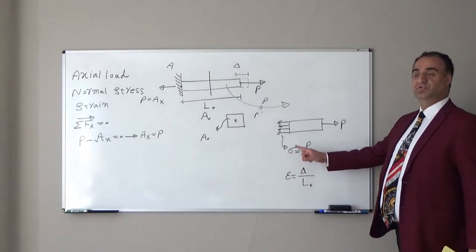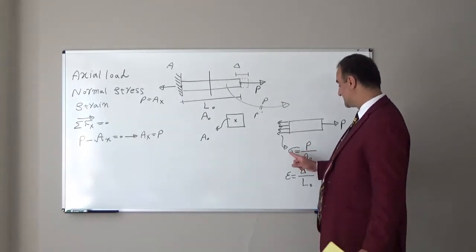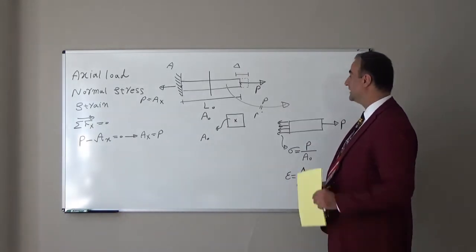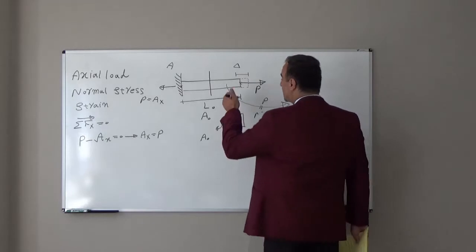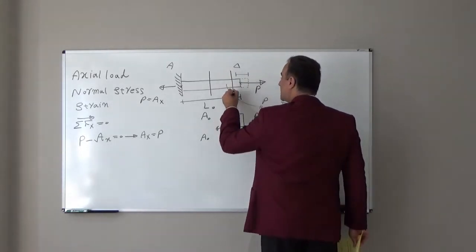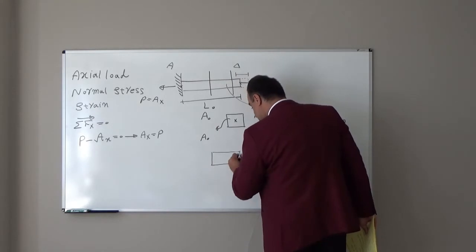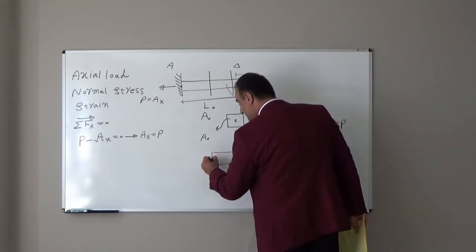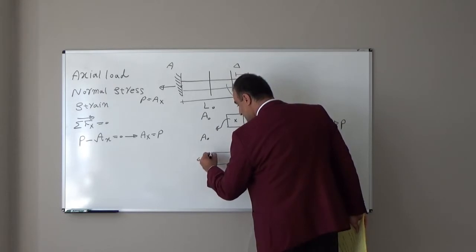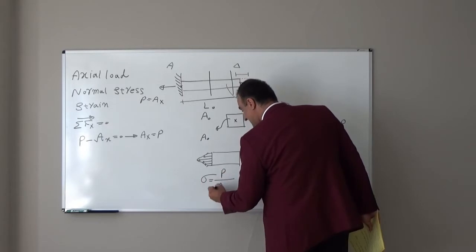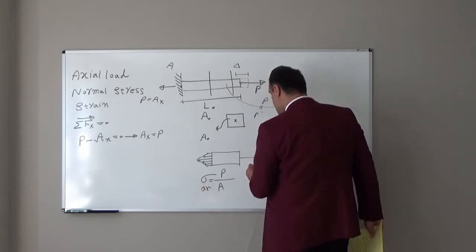Stress, we will always show normal stress with lowercase sigma, and strain we will show with epsilon. Pay attention. If we cut close to the applied load location, a little bit closer, the stress distribution will not be uniform. In that case, the stress distribution will be something like this, non-uniform. And this sigma, in that case, will represent the average normal stress.